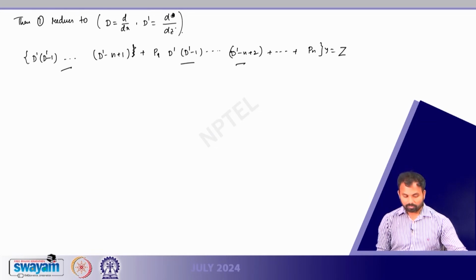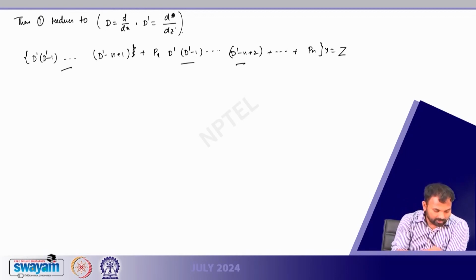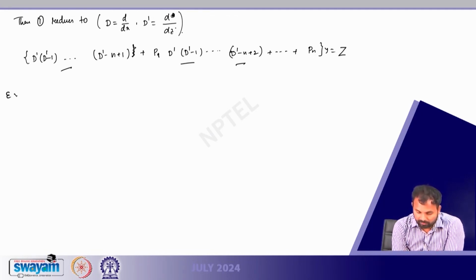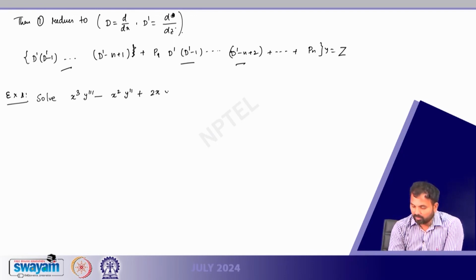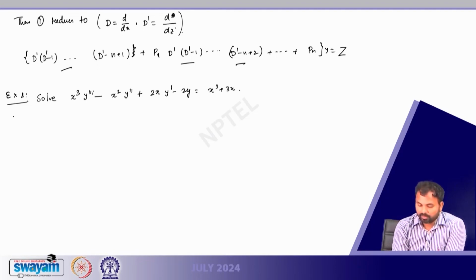So now, if the method or the idea is clear, we will try to find the general solution or the complete solution of a few examples. Example 1: solve x cube y triple dash, that means d3y by dx3, minus x square y double dash plus 2x into y dash minus 2y equals x cube plus 3x. Let us call it equation number 1.